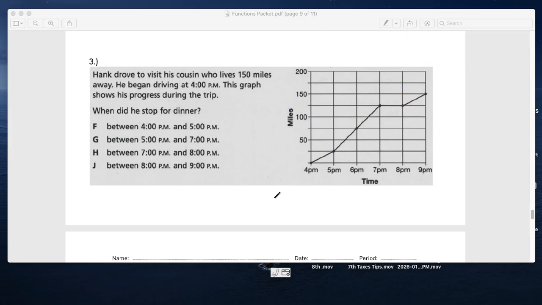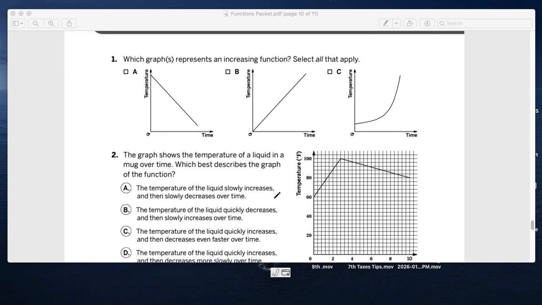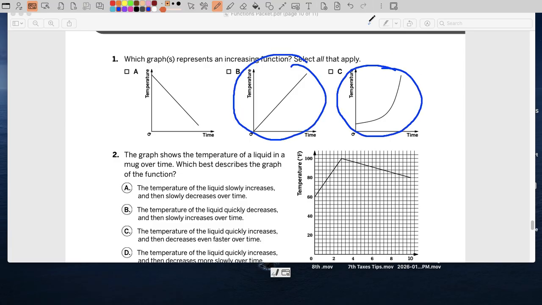I think we have one more. Oh yeah, the practice. Which graph represents an increasing function? Hopefully we selected this one. All right, increasing. Does it say linear? No, it doesn't say linear. Sorry, so this is an increasing function and this is an increasing function. So you got two answers.